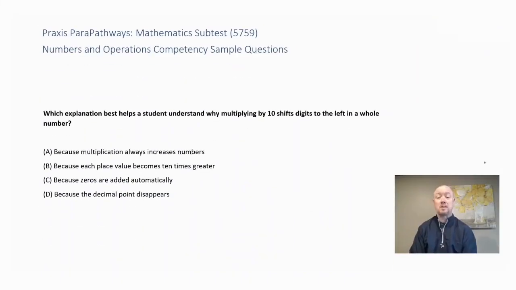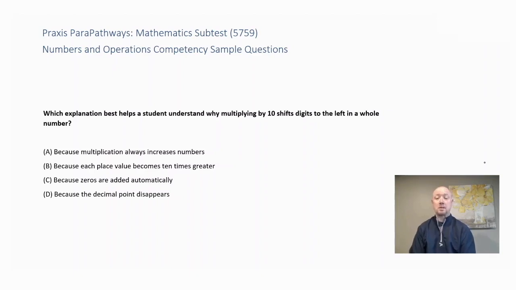Which explanation best helps a student understand why multiplying by 10 shifts digits to the left in a whole number? Is it A, because multiplication always increases numbers? Is it B, because each place value becomes 10 times greater? Is it C, because zeros are added automatically? Is it D, because the decimal point disappears?